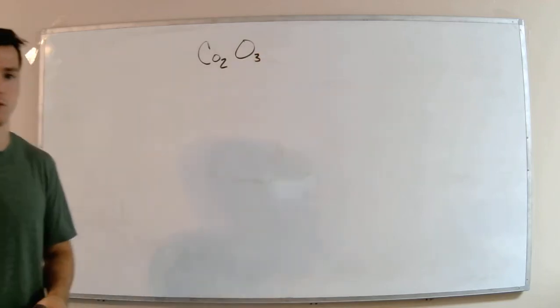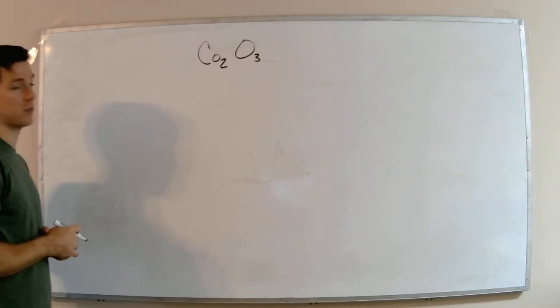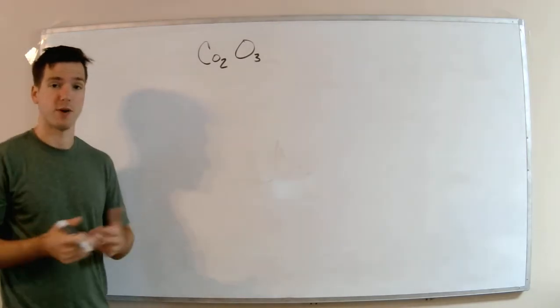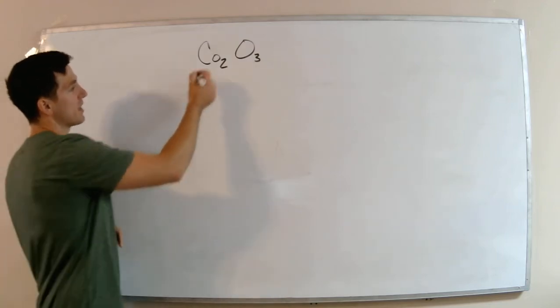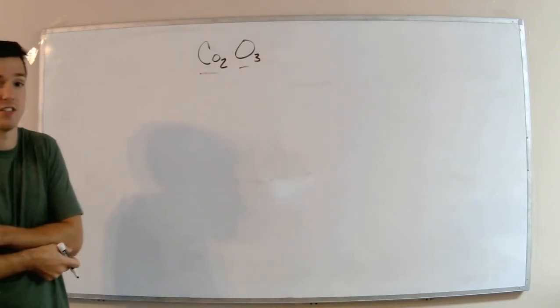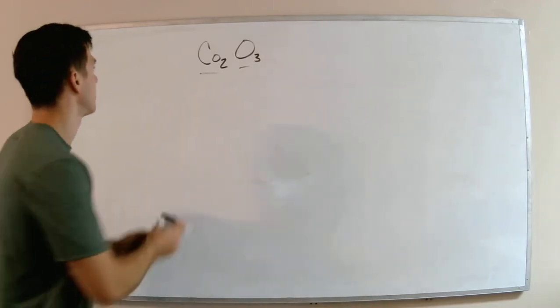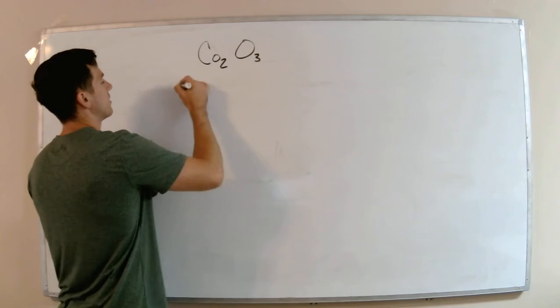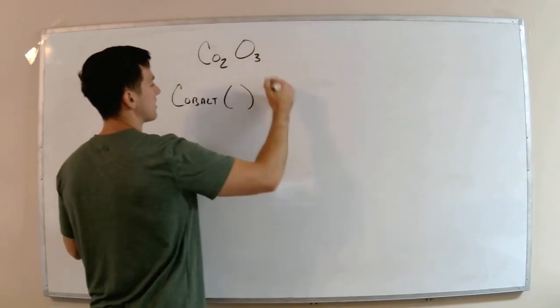Let's do another one. Here's a tricky one. I look at this, give it a shout if you want, pause this, but look at this. I see I got a metal and a non-metal, so it's definitely ionic. Is cobalt a transition metal? Yes, it is a transition metal. So it's going to be cobalt something, and oxygen becomes oxide.